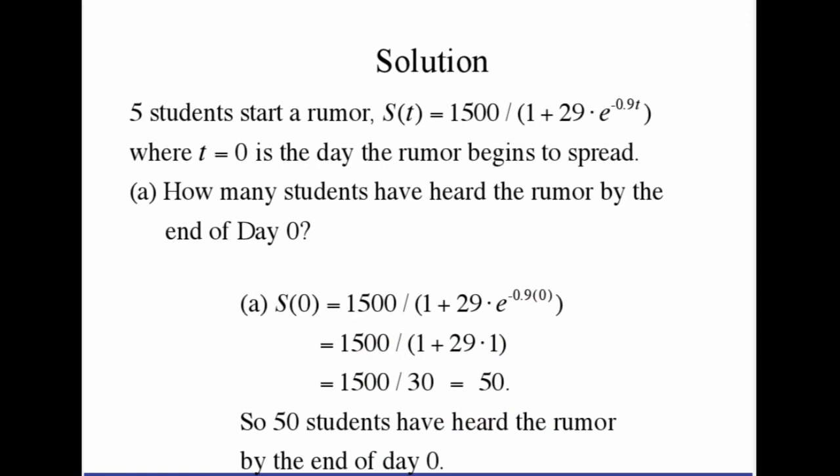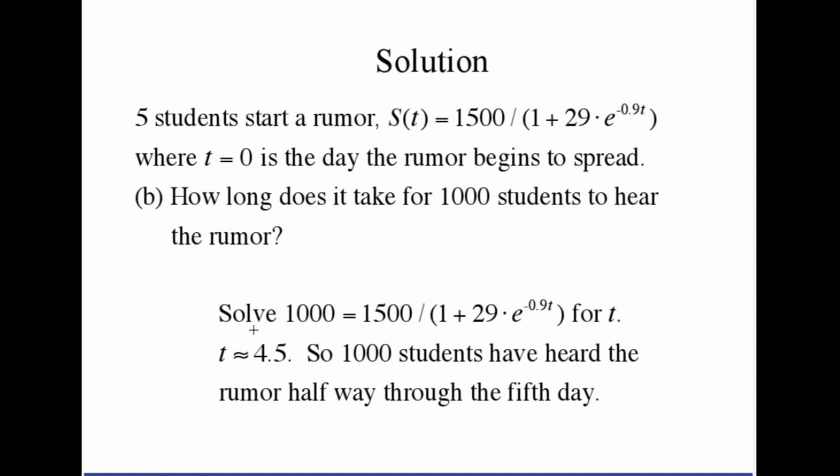So part A, like I said, find the value of the function at 0, and if we calculate that, 50 students have heard the rumor by the end of the day, and here you can see the calculation involved with that. In part B, again, solve the equation 1,000 equals 1,500 divided by the quantity 1 plus 29 times e to the negative 0.9 t power. Solve that for t. And then when we do that, we get t is approximately 4.5. So 1,000 students have heard the rumor halfway through the 5th day.